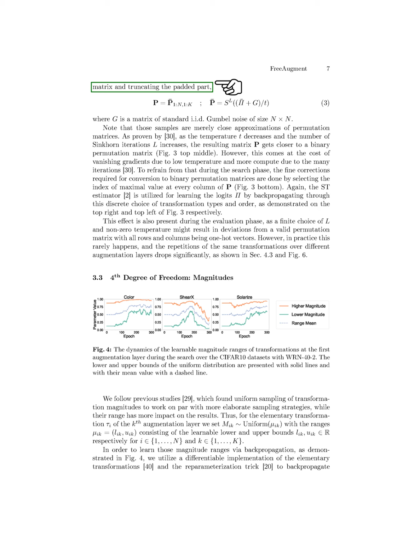To address this during the search phase, we select the index of the highest value in each column of our matrix. We also apply the straight-through estimator to learn the logits by backpropagating through the discrete choices of transformation types and orders. While this can lead to deviations from valid permutation matrices during evaluation, such occurrences are rare, and we find that repetitions of the same transformations across different layers are significantly reduced.